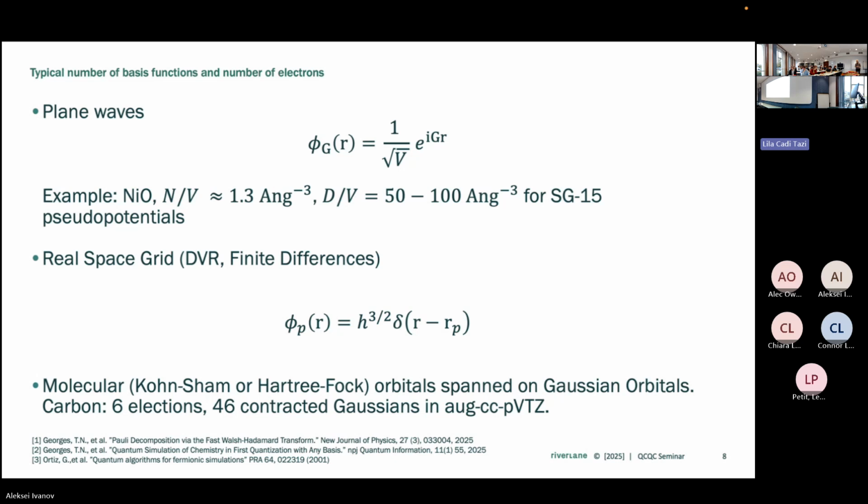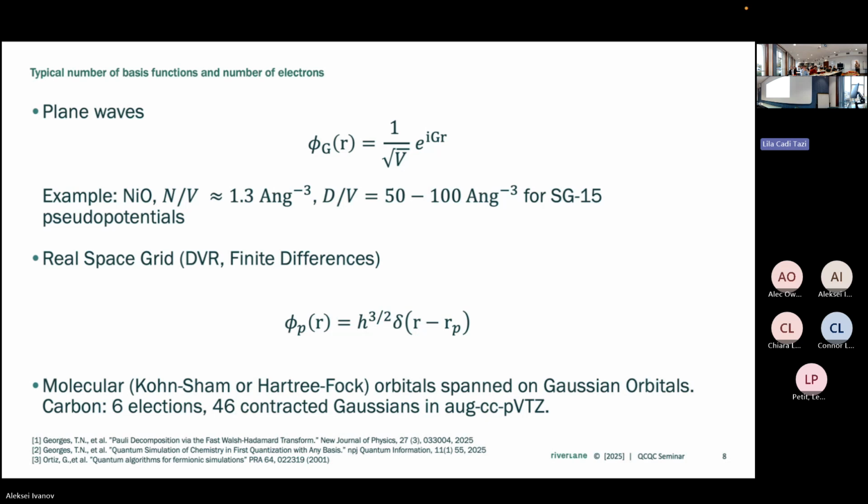So basically, you can look at different basis sets. Let's say we start with a plane wave or real space grid representation. These are just numbers you can pull from some DFT software. For example, you can calculate how many electrons per volume you have in nickel oxide, so around 1.3 angstrom to the power minus 3. And then how many plane waves you need in order to converge the calculation for SG15 pseudopotentials. And you can see that the number of plane waves is significantly larger than the number of electrons. And similar estimates you can get for a real space grid.